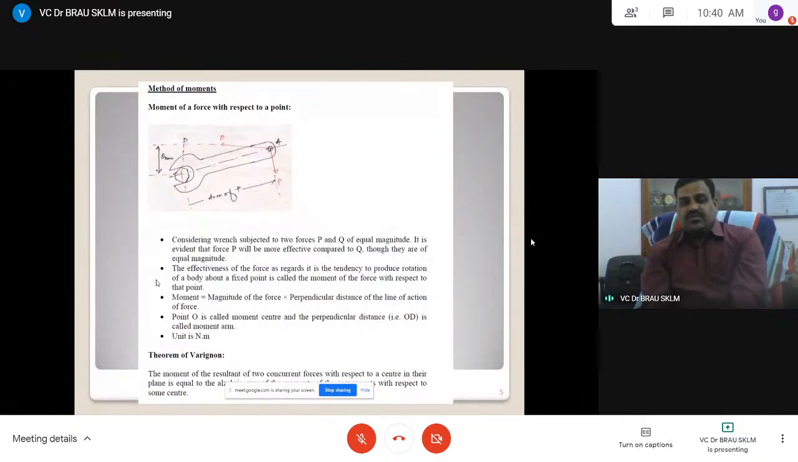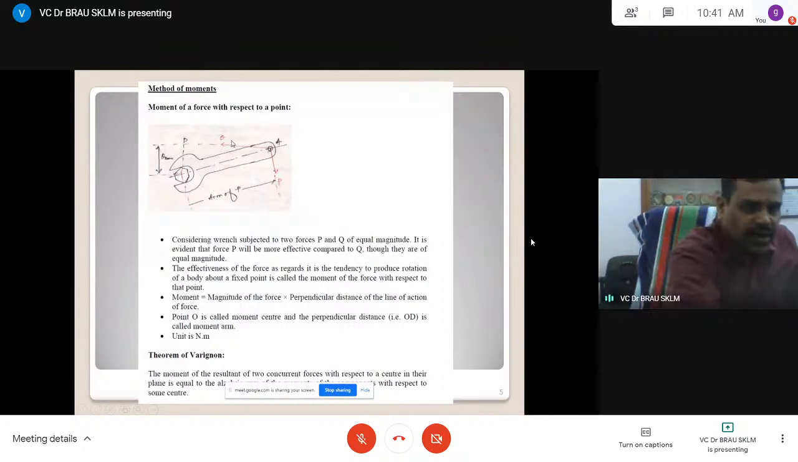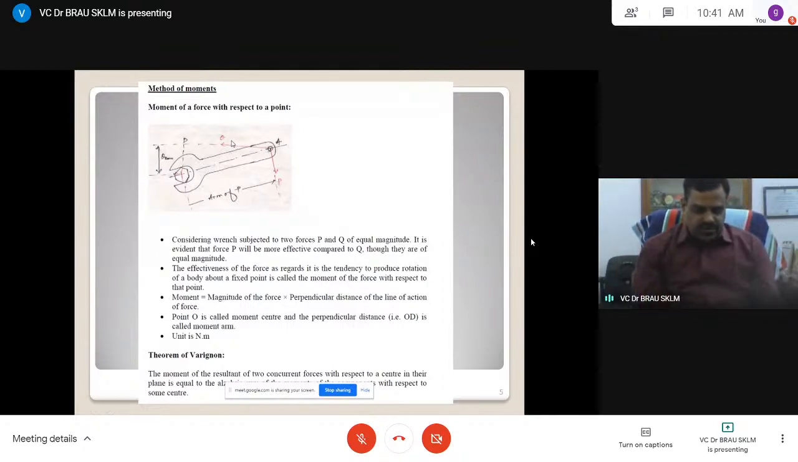Or take a simple example. Let us say when you are rotating a nut and bolt to tighten or to loosen it. Considering a wrench subjected to forces, this is the force P and this is the force Q. P and Q are the two forces applied.